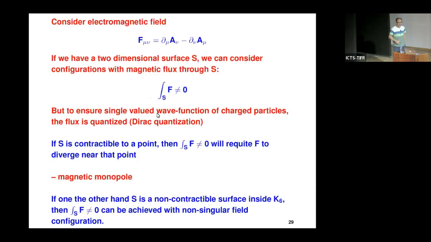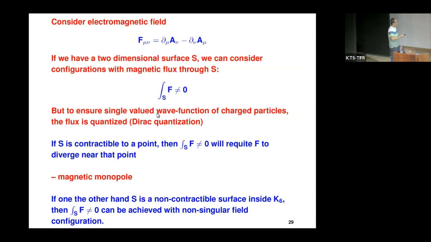So we now turn to the problem of moduli stabilization. Let me begin by giving a simple analogy: the notion of flux. Suppose you have an electromagnetic field. Forget about string theory for now, just the electromagnetic field. If we have a two-dimensional surface S, we can consider configurations with magnetic flux through S, which basically means that the integral of F on this two-dimensional surface is non-zero.